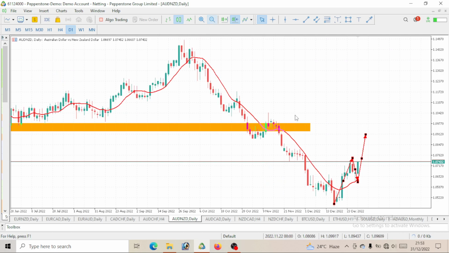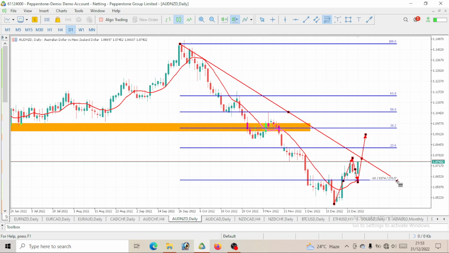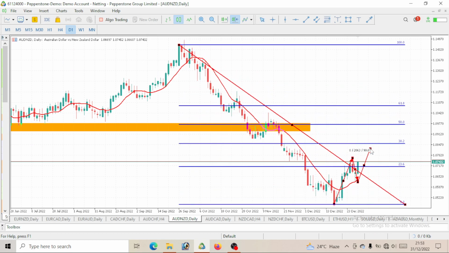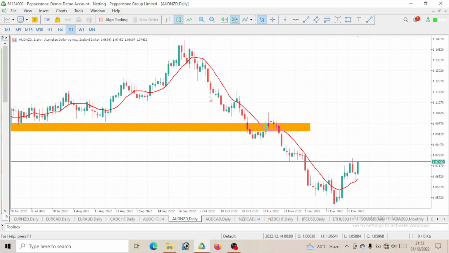Now expect new highs. Let's see these new highs, whereby it will get to that level of 38.2. We are all watching this AUD New Zealand dollar. So let's see if it will get to this level of this new impulse move that we made, to a level of 38.2, before we continue that bearish move.